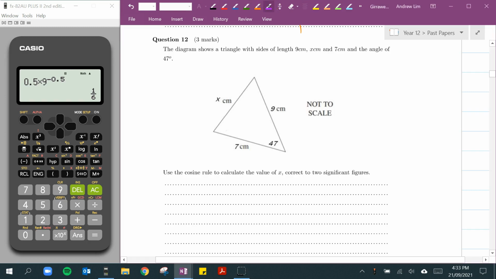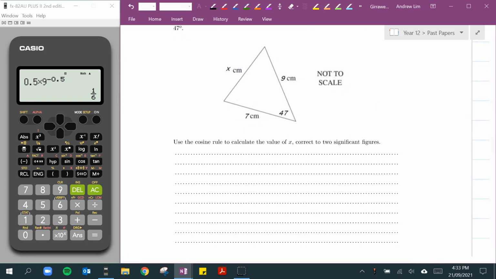Question 12. The diagram shows a triangle with sides of length 9 centimeters, x centimeters, and 7 centimeters, and an angle of 47 degrees. Use the cosine rule to calculate the value of x, correct to two significant figures. So the cosine rule is c squared is equal to a squared plus b squared minus 2ab cosine c, where this c is the angle, and this c is the side opposite that angle given to us.